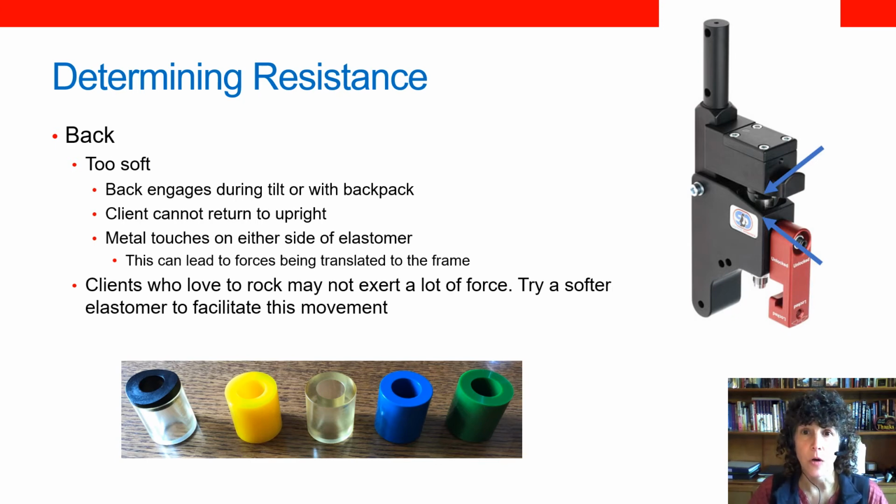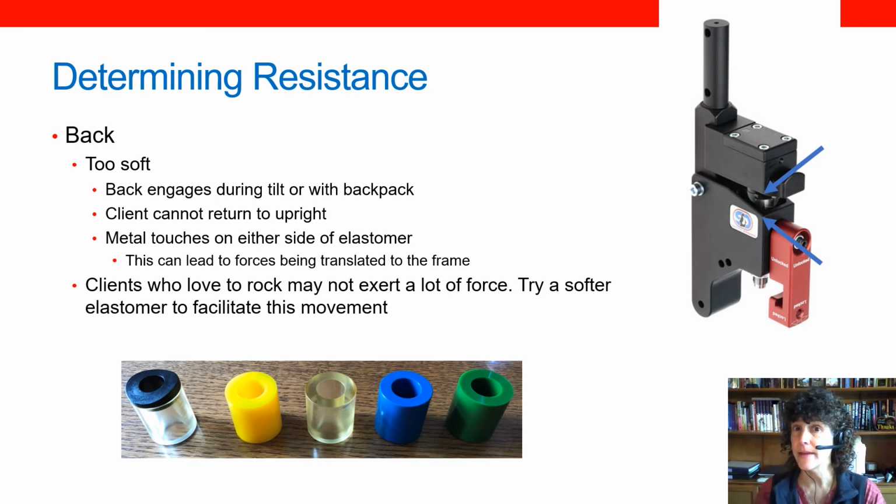If the metal on either side, as you can see in this picture here with these blue arrows, if the metal is actually touching each other, then again the forces can translate through the dynamic component to the frame, even leading to damage to the frame. So it's very important to make sure you're not seeing these pieces of metal approaching each other too much. If they're actually touching, definitely it's time to change the elastomer, either because it's worn or because it's simply too soft for that individual client.